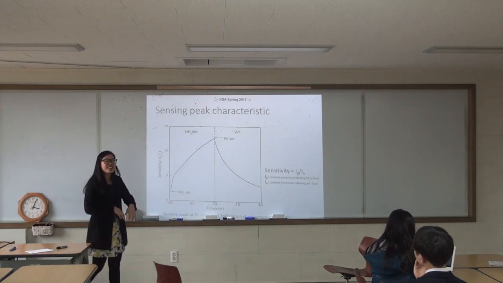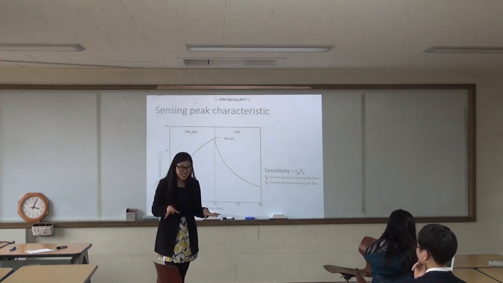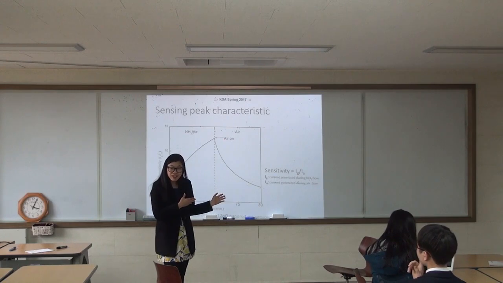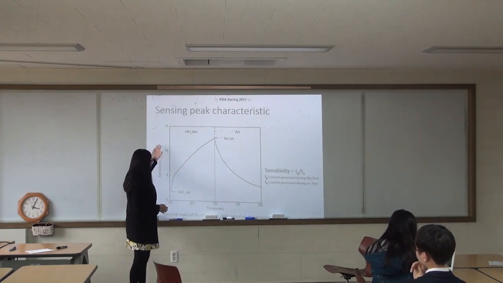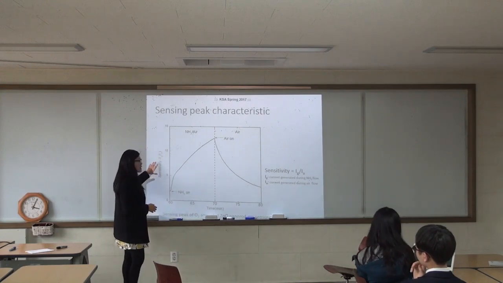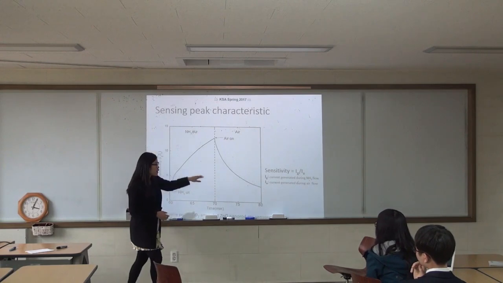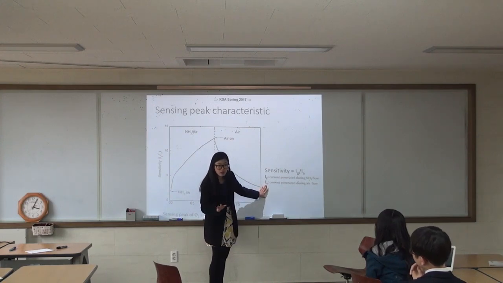So now we go to the application part. It's about gas sensors. But how do we measure the sensitivity? I'll explain how we analyze it. So this axis is sensitivity. It is the current when we purge ammonia gas divided by the current generated when just normal airflow.